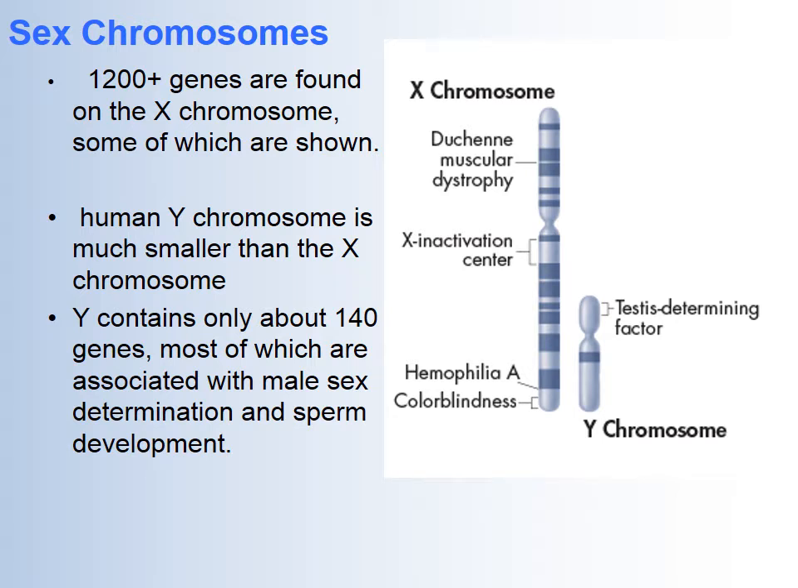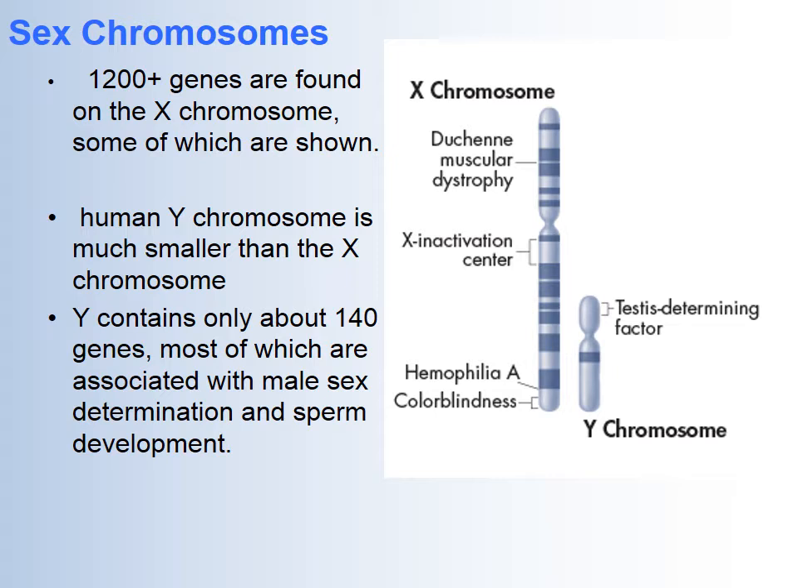Now here, on the left is a long chromosome, the larger one, and the smaller one is a Y chromosome. The larger one is an X, the smaller one is a Y. There are approximately 1,200 genes found on the X chromosome and only about 140 on the Y chromosome. If you look at this X chromosome, they have marked a couple of different diseases on here. One is muscular dystrophy, another one is hemophilia, and another one is color blindness. So these traits are on the X chromosome.